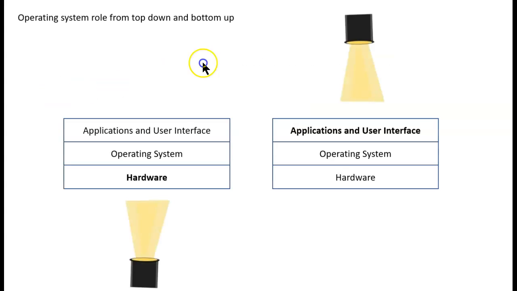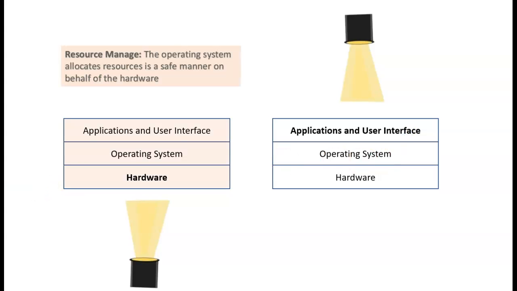Well, I'd like to do the same thing with an operating system. Now, an operating system sits on top of hardware, and then applications and user interfaces sit on top of that. So if we highlight the hardware here, shine a light up from the bottom, let's see what kind of shadow the hardware casts. And if we shine it downward from the applications and user interface, let's see what the operating system does to that.